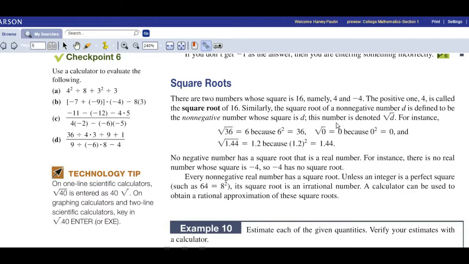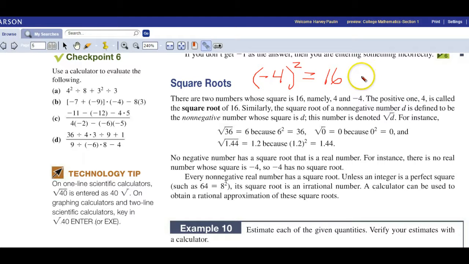Now there's one little tricky thing here that I don't see right away. Let me just give you some background on it. If you say -4, the quantity squared, that's 16.